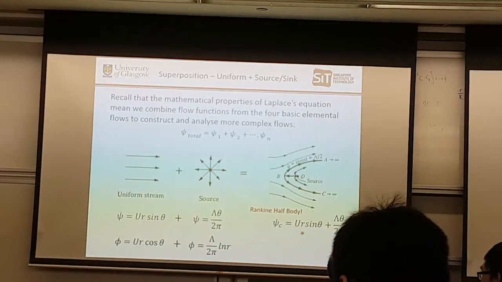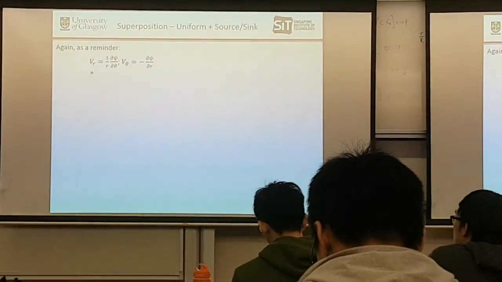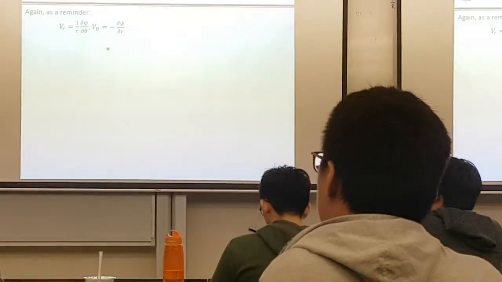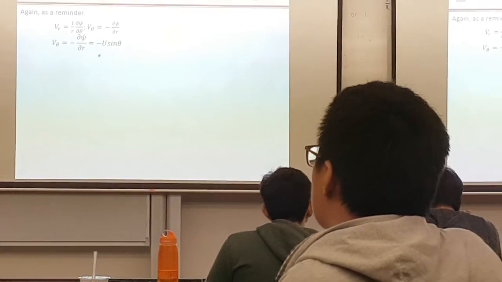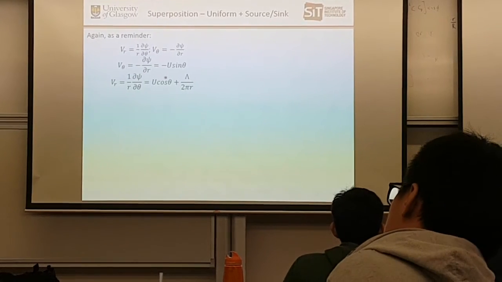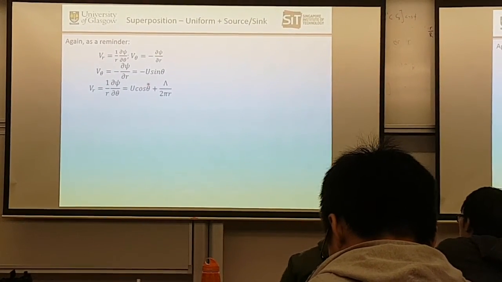Now again, we can find a few things, because we know how our radial and our tangential velocity are related to our stream function. So very simple, we can actually find what my v theta equals to, and what my v radial equals to. Now, any problem with these two? Understand what I'm doing here?